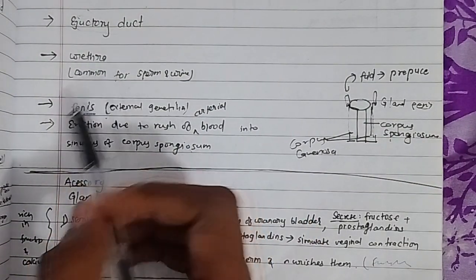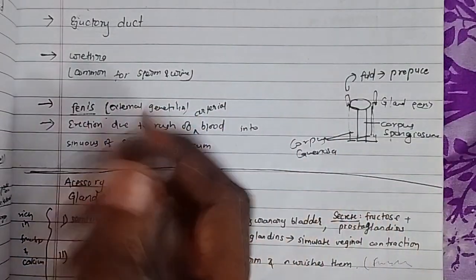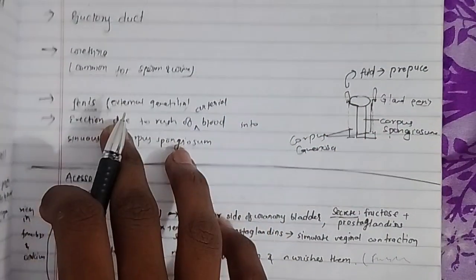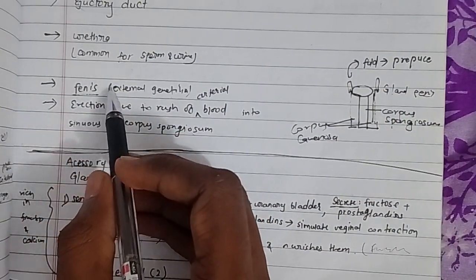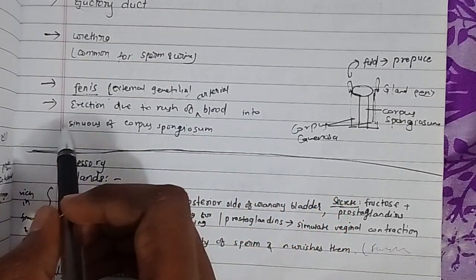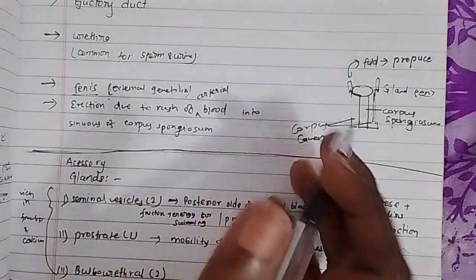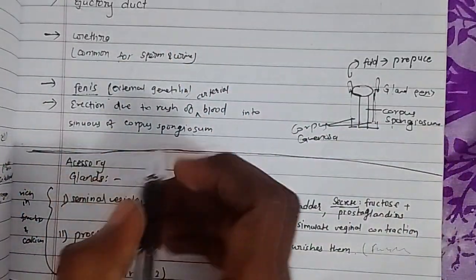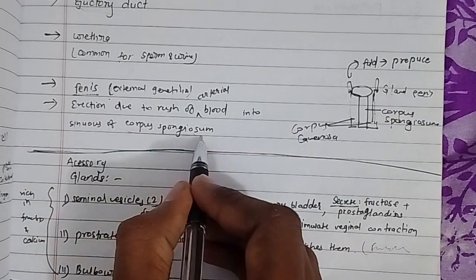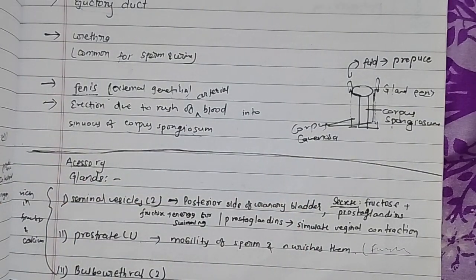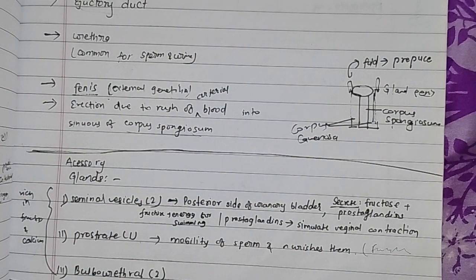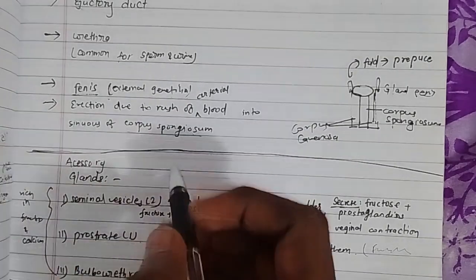So let's talk about the urethra. It's common for sperm and urine, nothing much to talk about here. So here's the penis. It's the external genitalia. Erection of the penis is due to a rush of blood into the corpus spongiosum. This is very important. So basically, the penis gets erected when there is a lot of blood flowing into the corpus spongiosum.